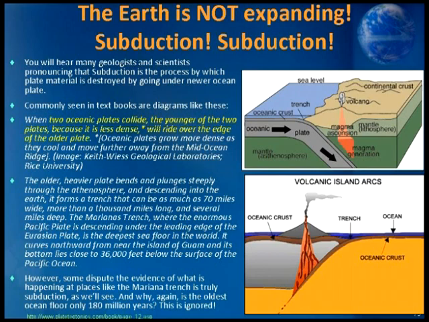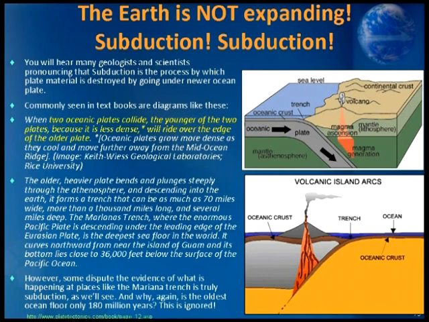The Marianas Trench, where the enormous Pacific plate is descending under the leading edge of the Eurasian plate, is the deepest seafloor in the world. It curves northward near the island of Guam, and its bottom lies close to 36,000 feet below the surface of the ocean. But some people dispute the evidence of what is happening at places like the Mariana Trench, and they don't agree that it's subduction.